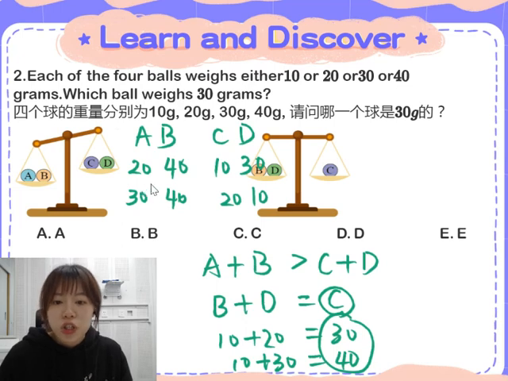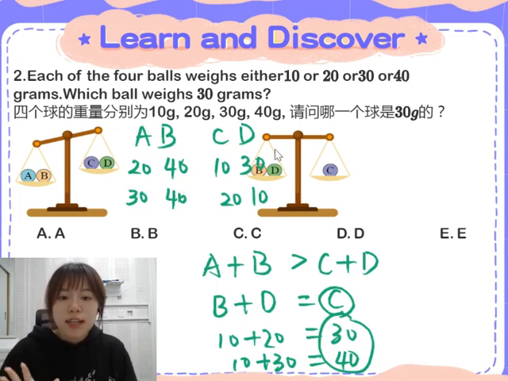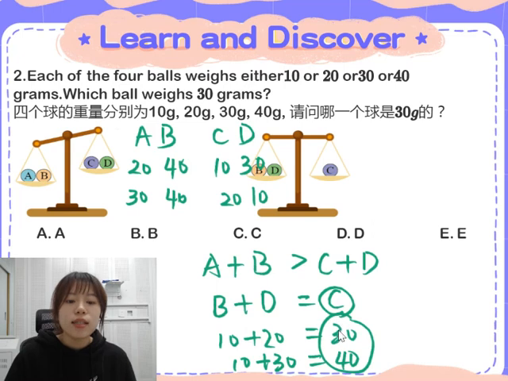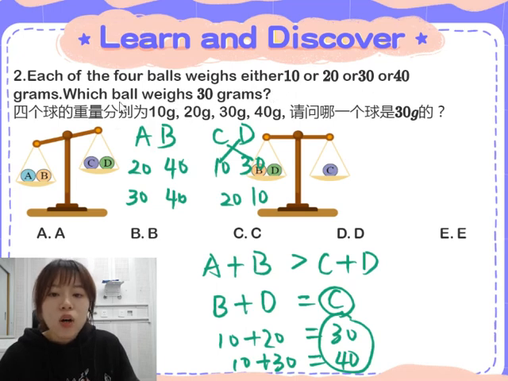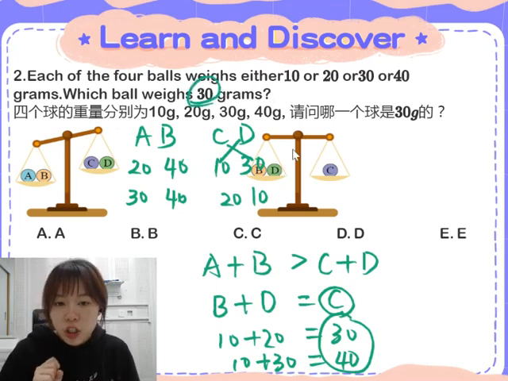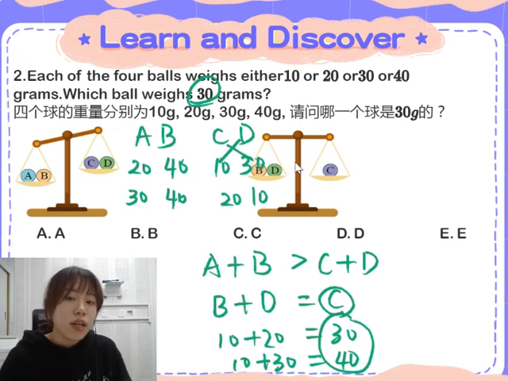For the first situation, if AB side is 20 and 40, so for the CD side, it's 10 and 30. But we also know C is either 30 or 40. So C gonna be 30, D gonna be 10. And we find which ball with 30 grams. So in the first situation, C gonna be the 30 grams.